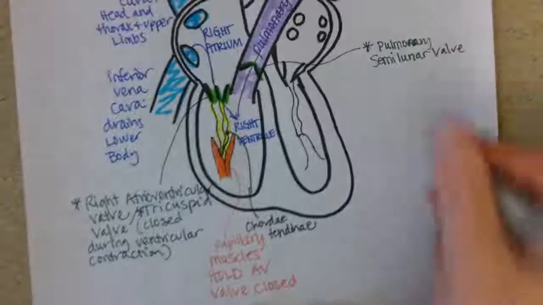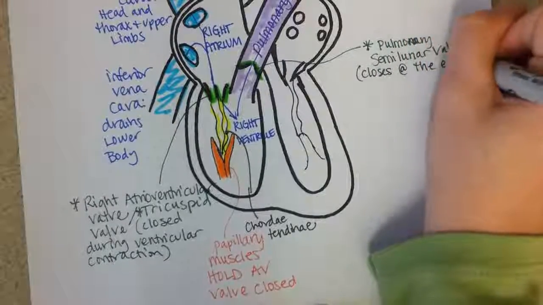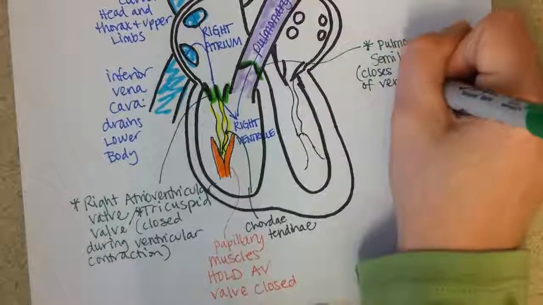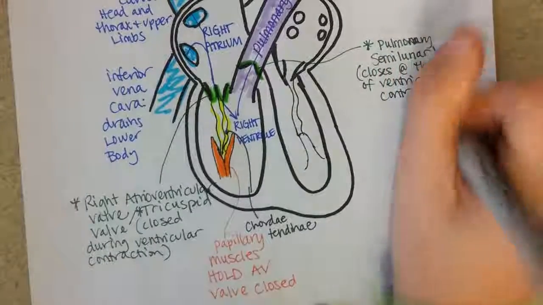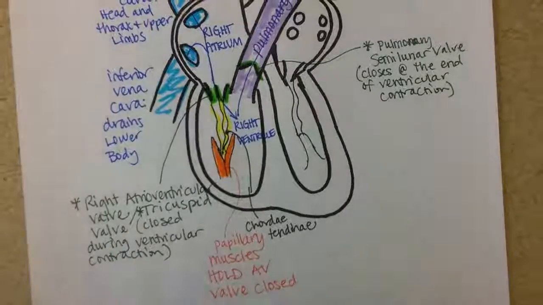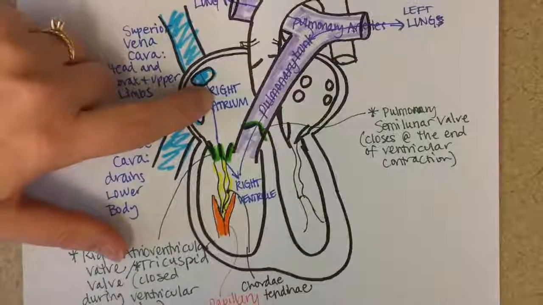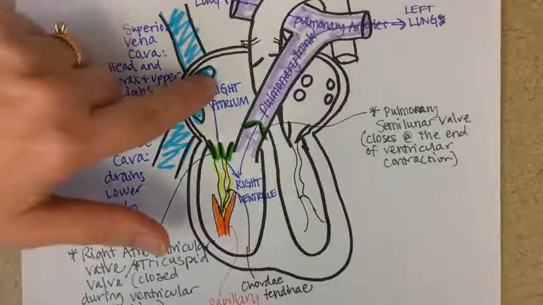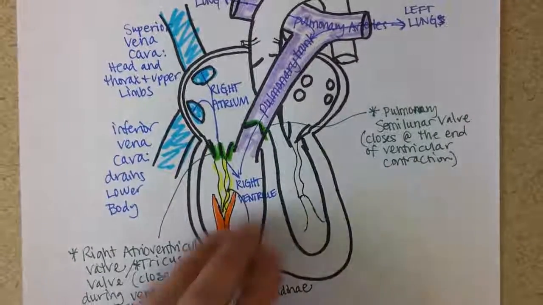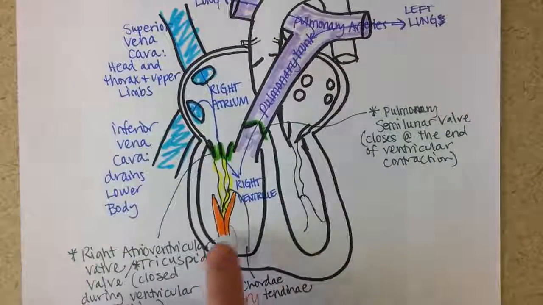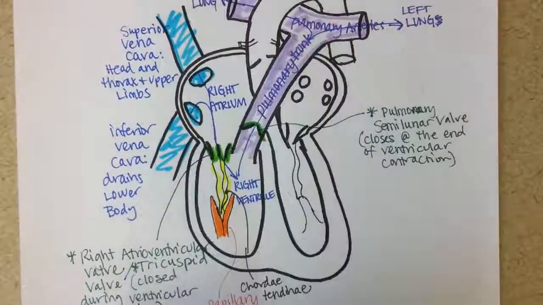The semilunar valve closes at the end of ventricular contraction, or sometimes it's called systole. Okay, so then retracing our steps, deoxygenated blood comes into the right atrium from the body. It's pumped down into the right ventricle. When the right ventricle contracts, the papillary muscles hold the AV valve closed and push blood up and out through the semilunar valve into the lungs where it gets oxygenated.